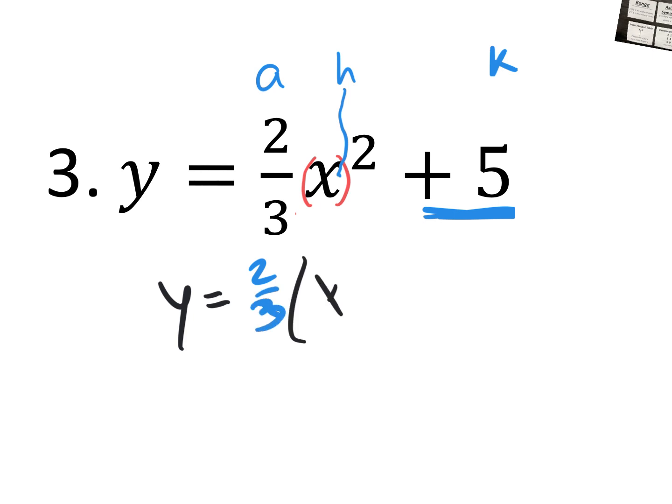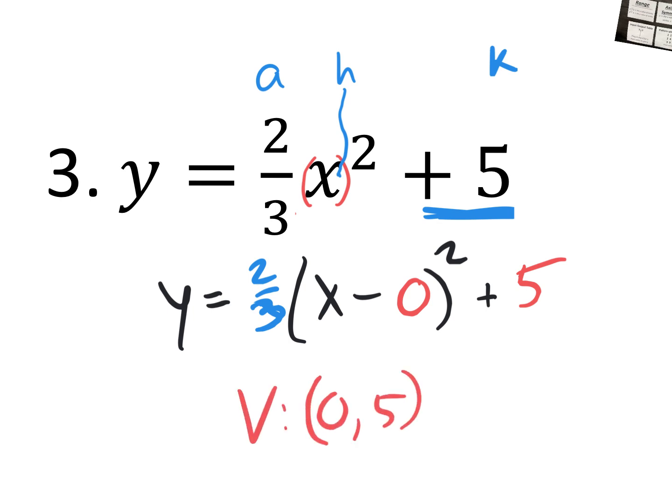You have parentheses (x minus h) squared, where h is 0 because it never had a number being subtracted from x inside the parentheses. And then the plus k out here by itself. So you put plus that k value of 5. Now you can clearly see that your vertex is (0, 5). Now, if you understand that, guys, it's going to be ridiculously easy to graph.